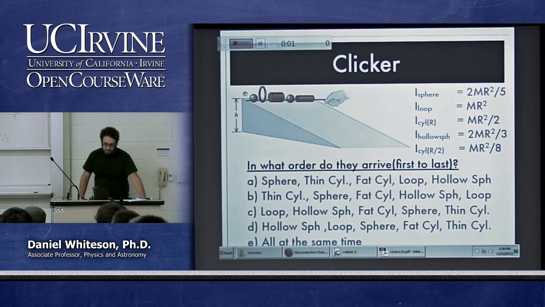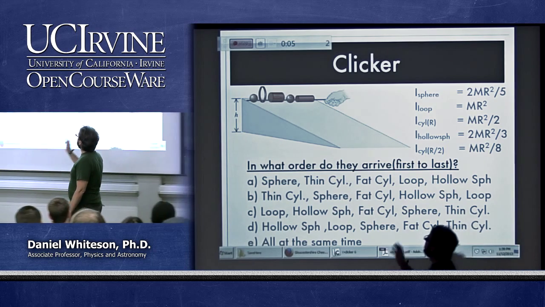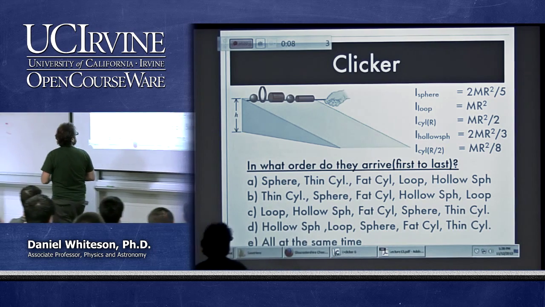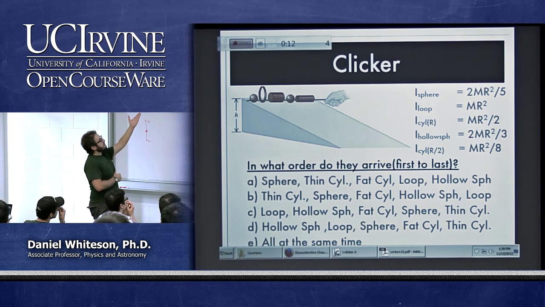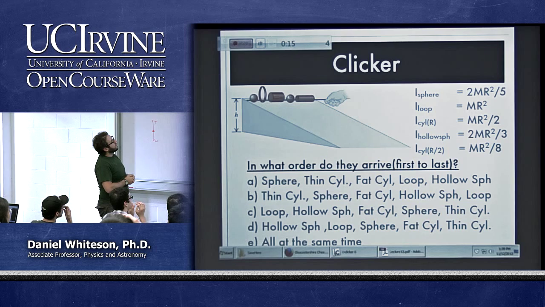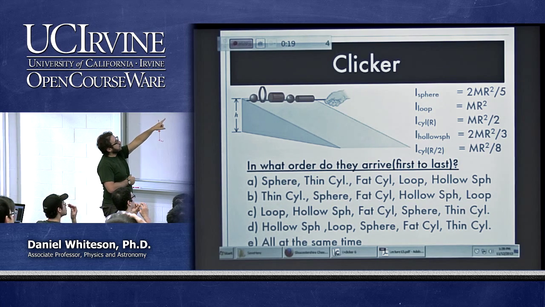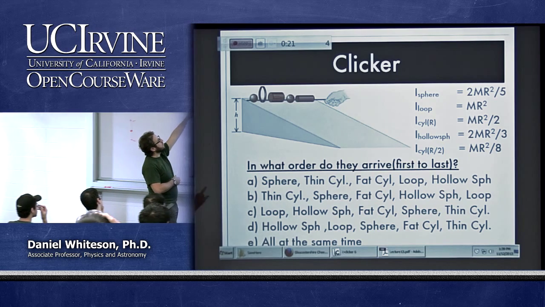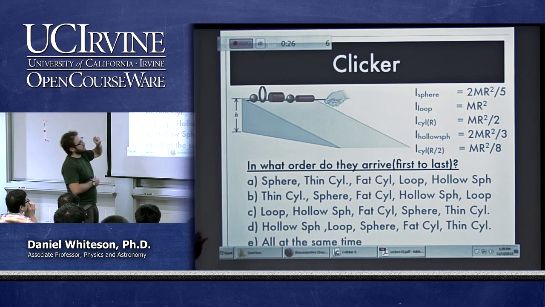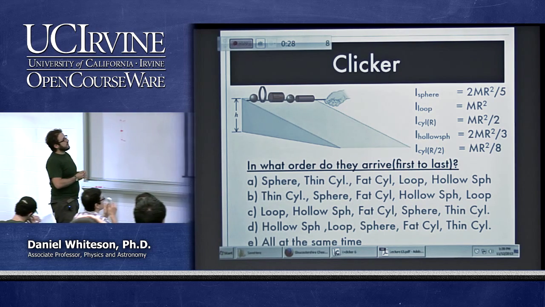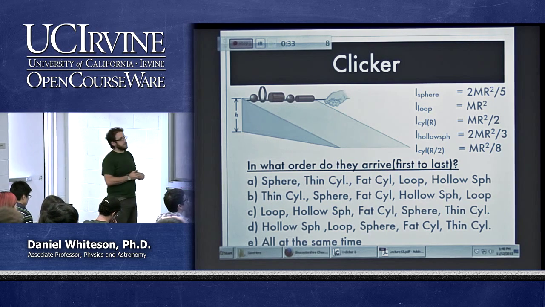How about these guys? Here you have a bunch of things rolling down. Somebody's having a race. Everything has the same mass, but of course different moments of inertia. And I can't remember them all, so I just wrote them down for you. There's a sphere, a loop, a cylinder of radius r, a hollow sphere. So the fourth one is a hollow sphere. And then there's a cylinder with the same mass, but a smaller radius, radius r over 2. The question is, in what order do they arrive at the bottom? Who wins the race and who loses?